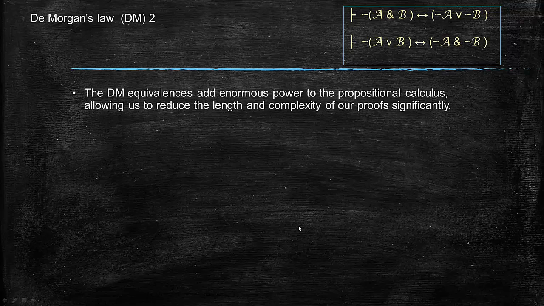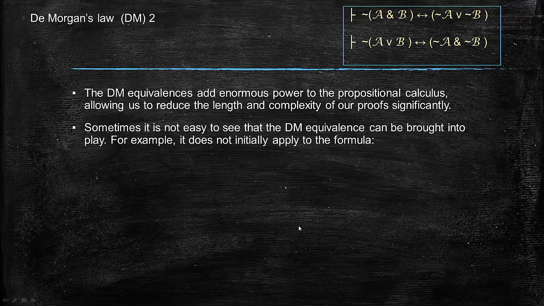Okay, so the DeMorgan's equivalences are super powerful. In fact, there's all sorts of proofs that we wouldn't have even given you to work on until now, because we didn't have DeMorgan's, and you would have essentially had to prove DeMorgan's, which isn't really easy, in order to do the proofs. Now, sometimes it's not easy to see that the DeMorgan's equivalence can be brought into play.